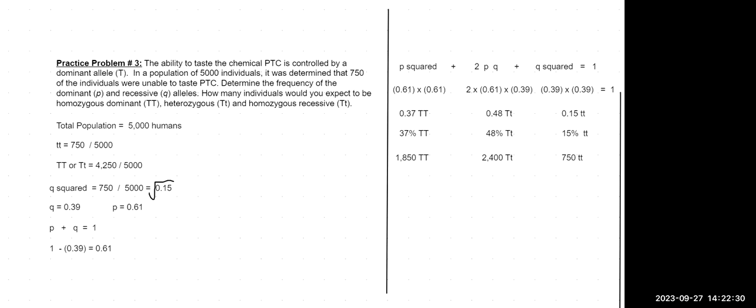So we simply take 1 minus the value of Q, which in this case is 0.60, which will then get us back to 0.40. Okay, so now we know that Q has to equal 0.60, and we know that P has to equal 0.40.